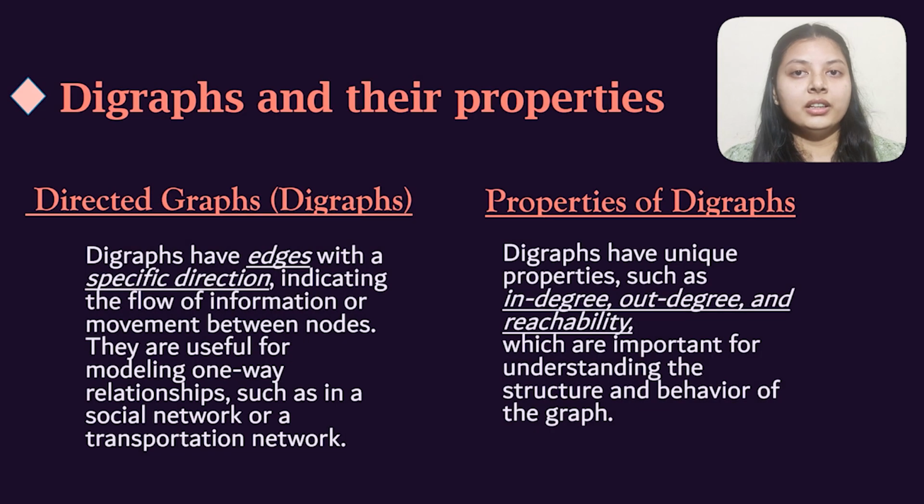Here is another definition of digraph. Digraphs have edges with a specific direction, indicating the flow of information or movement between the nodes. They are useful for modeling one-way relationships such as in social networks or transportation networks. Let's move to the properties of digraphs. Digraphs have unique properties such as in-degree, out-degree and reachability, which are important for understanding the structure and behavior of the graph.